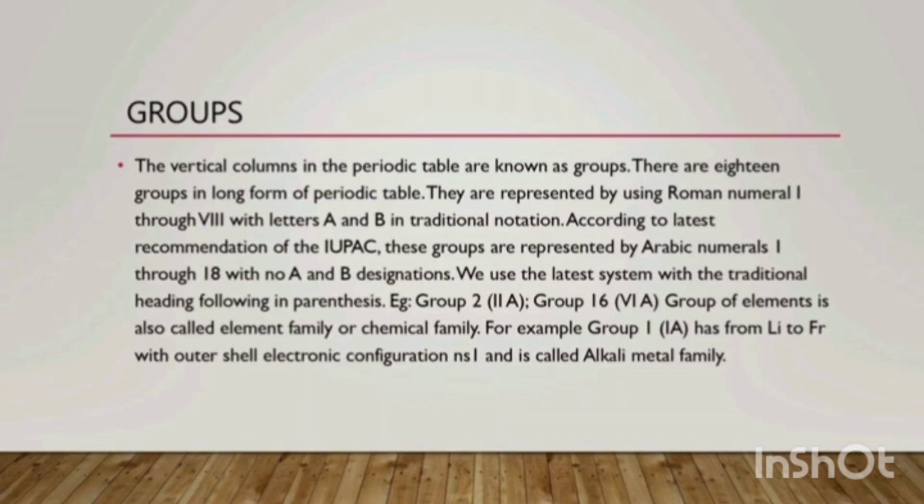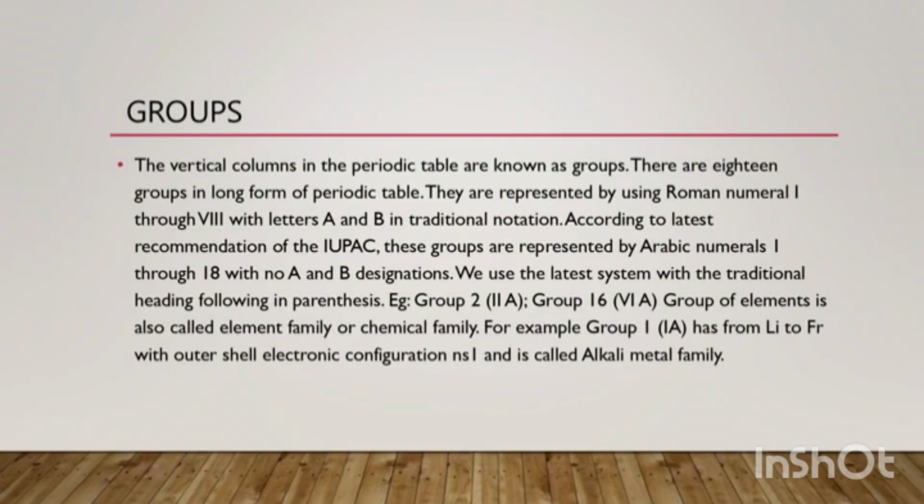So it is divided into groups and periods. The vertical columns in the periodic table are known as groups. There are a total of 18 groups in the long form of the periodic table, and they are represented using numbers 1 through 18. The elements of groups 1, 2, 13, 14, 15, 16 and 17 are called the main group elements or the normal elements, whereas the elements of groups 3, 4, 5, 6, 7, 8, 9, 10, 11 and 12 we call transition elements. Group 18 elements we call the noble gases or inert gases.